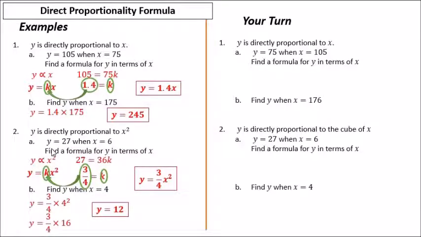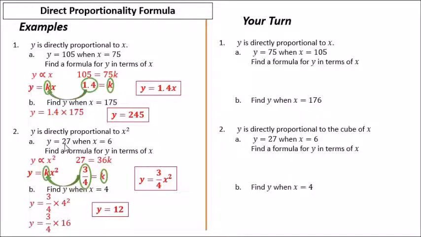So this works in a really similar way. We have y is proportional to x squared. So we can replace the proportionality symbol with equals k, where k is a constant that links the two. y is something multiplied by x squared. Alright?